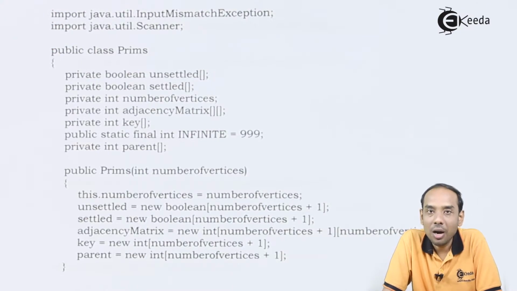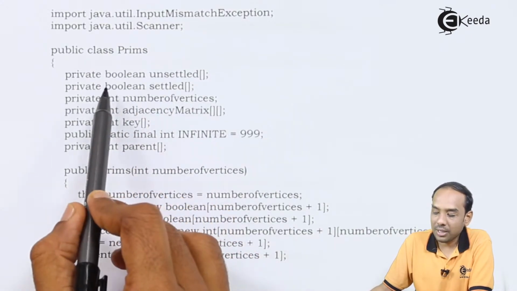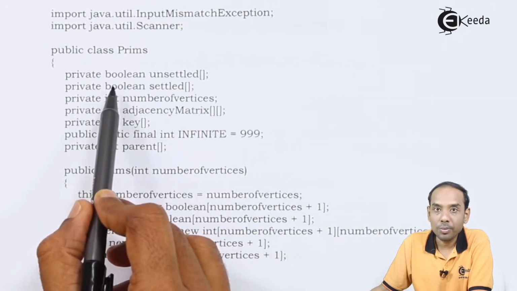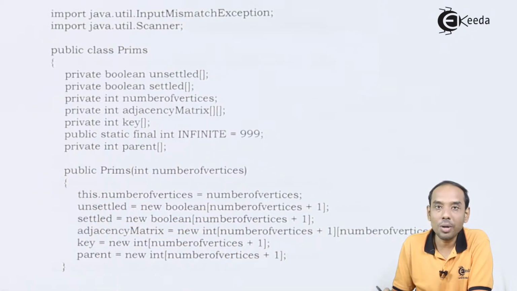In a similar pattern, I have another array called settled, with the same return type, Boolean, whose access specifiers are very important. These are the access specifiers. Both are going to be private. Now we look at another set of variables.